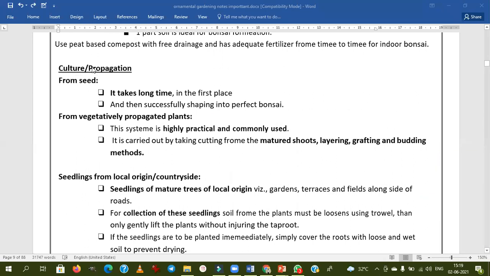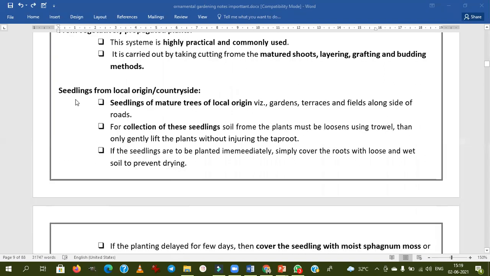Then with respect to propagation, where should we start bonsai making, from seeds or from vegetative means? If we follow the seeds, it takes a very long time. So we'll go for the vegetative means. Generally, it is highly practiced and very commonly used. This is also one of the common statements followed in the reasoning and assertion type of questions. Here the mature shoots, layered or grafted ones or budded ones, are used in bonsai making.